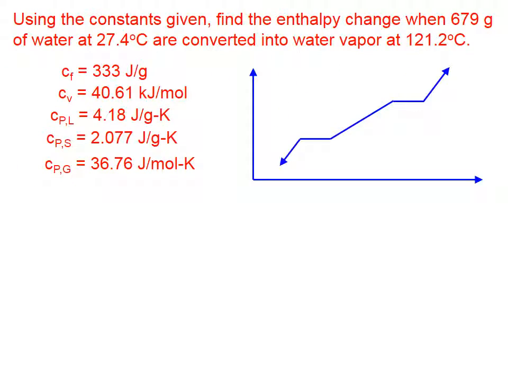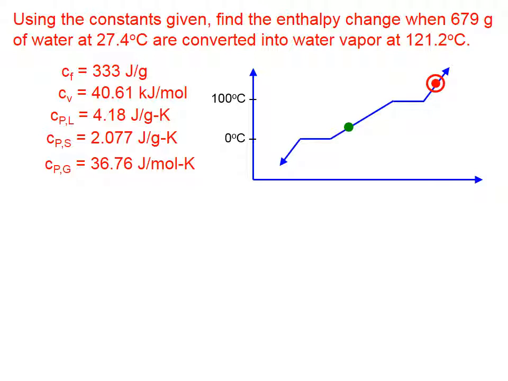So let's show you. Here's a generic heating curve. We know that for water, the freezing point is 0 and the boiling point is 100, which means that we're going to start at 27.4 degrees Celsius, which would be approximately where that green dot is, and we're going to end at 121.2 degrees Celsius, which is where that red dot is. Clearly here we need to start at the green dot and end up at the red dot, so we're going to need 1, 2, 3 calculations.